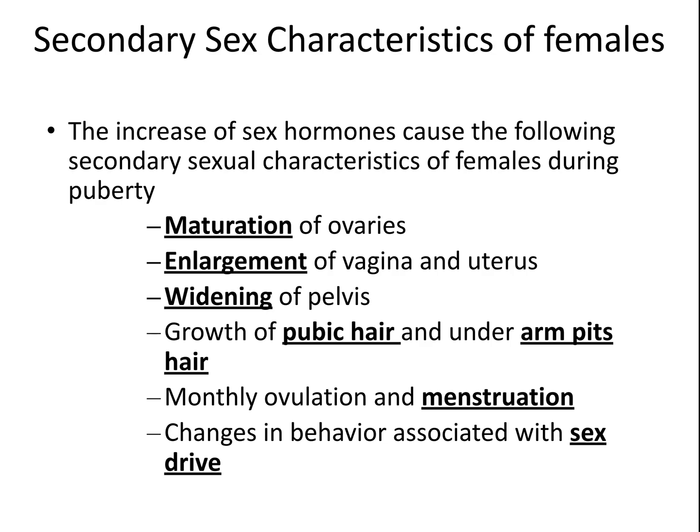So maturation of ovaries, so maturing of the ovaries, enlargement of the vagina and uterus. So this is basically saying that the female is ready to reproduce. The widening of the pelvis in order for it to be safe for her to give birth. Growth of pubic hair and underarm hair. Monthly ovulation and menstruation. And then changes in behavior associated with sex drive.